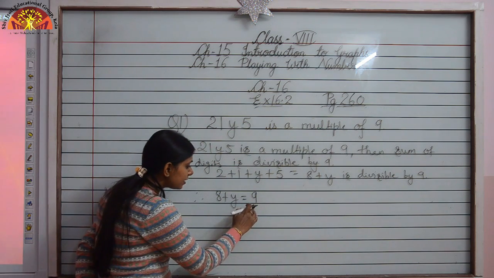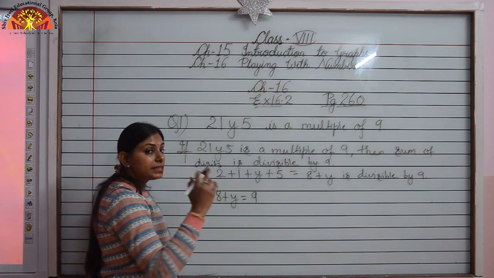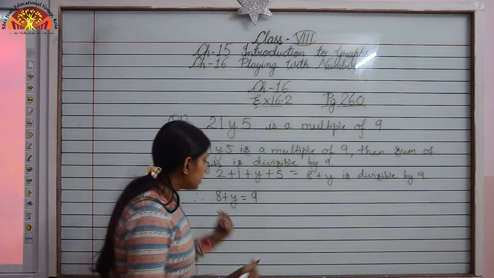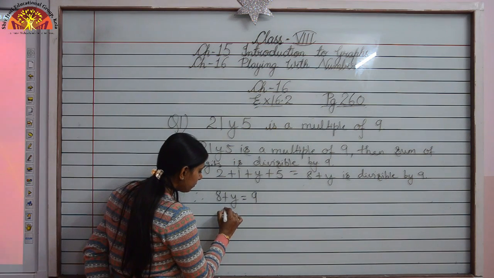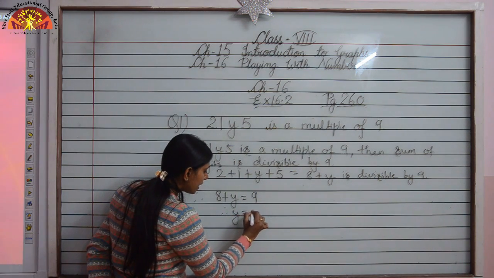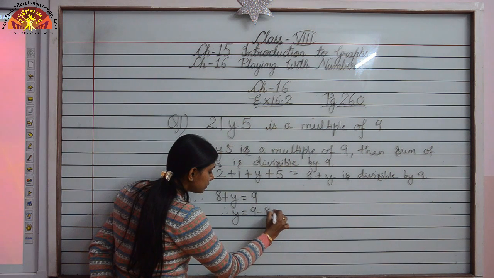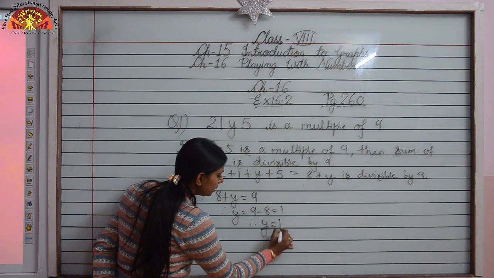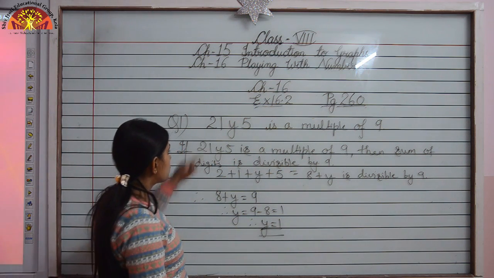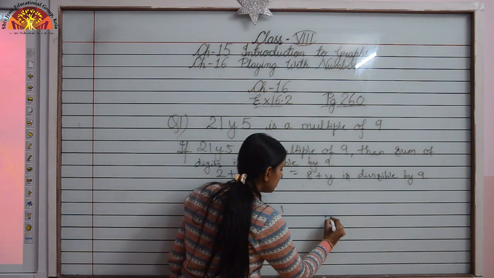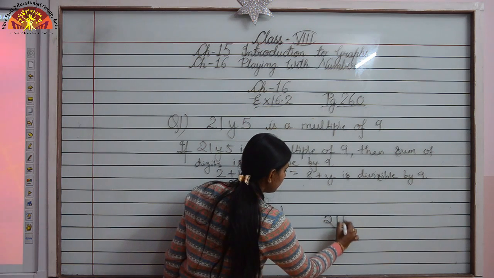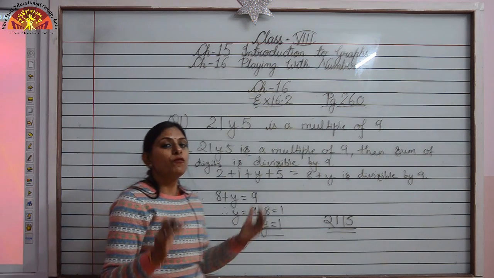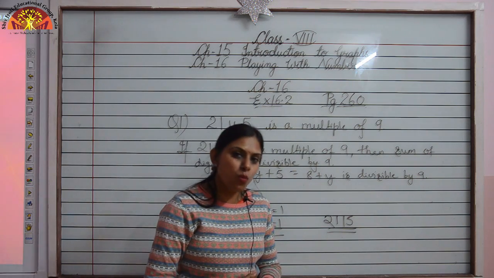And if you are just taking it, next multiple will be 18. But 18 minus 8 क्या हो जाएगा? 10 हो जाएगा, which is a 2-digit number. Okay. So that means 8 plus y is equal to 9. Therefore y is equal to 9 minus 8, which is equal to 1. Therefore y is equal to 1 is the required number. So the required number is 2115. Is it clear? That means value of y is equal to 1.